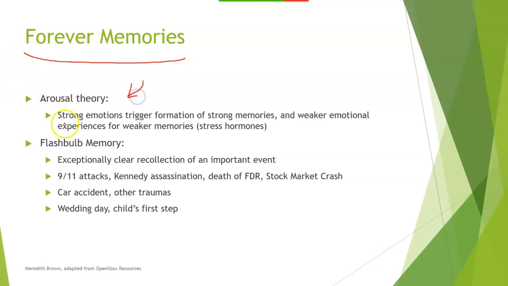All right, so forever memories. Arousal theory says that strong emotions trigger formation of strong memories, and weaker emotional experiences, weaker memories. Partly because of stress hormones. Now, flashbulb memories. These are exceptionally clear recollections of an important event.